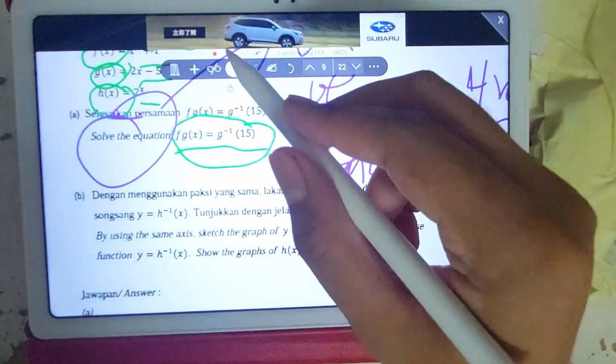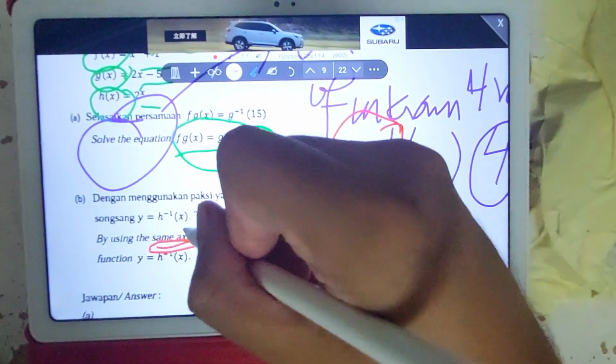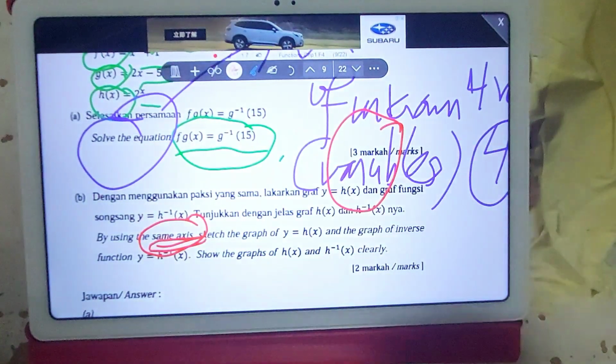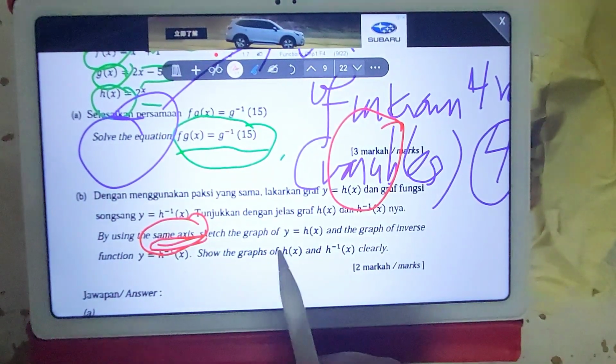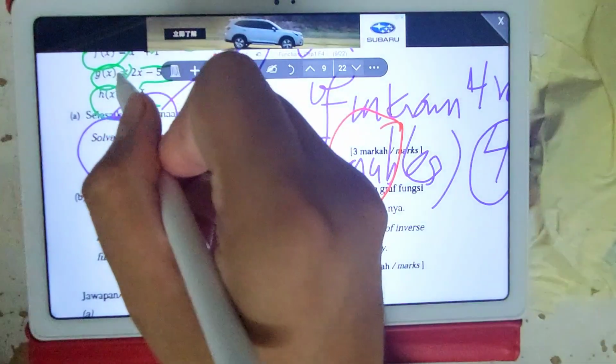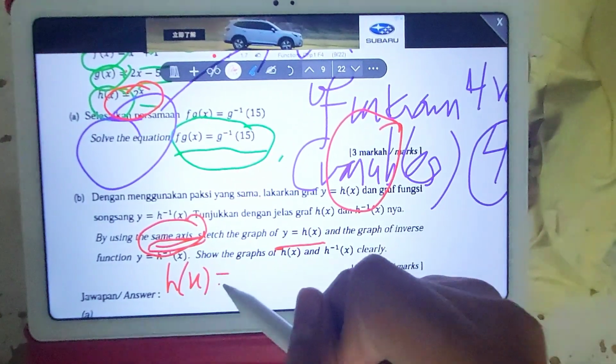Okay, so it goes like this. By using the same axis, so I want you to take note of this. Same axis means you have to sketch on the same plane of the graph which they provide you later on. So they say sketch the graph y is h(x). So this is the function they already gave you on top here. So we know that h(x) is 2^x.